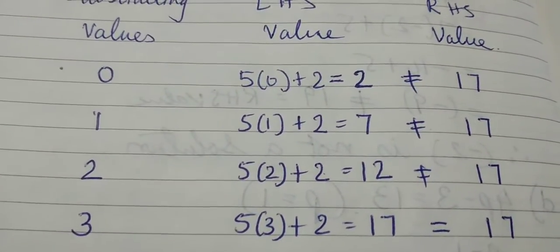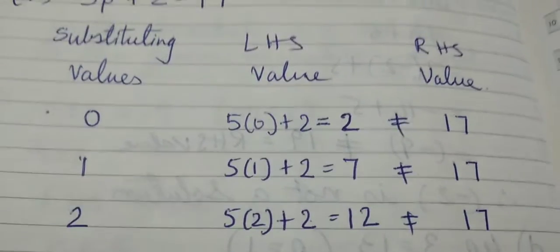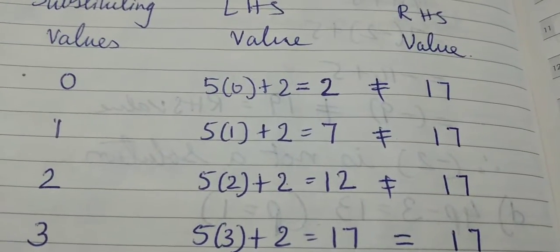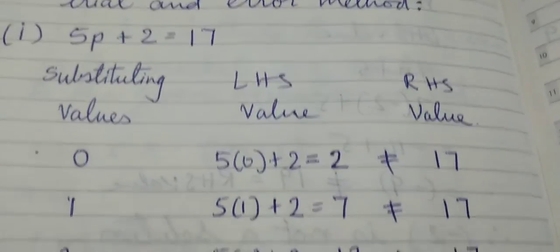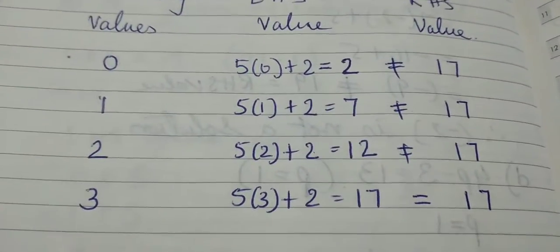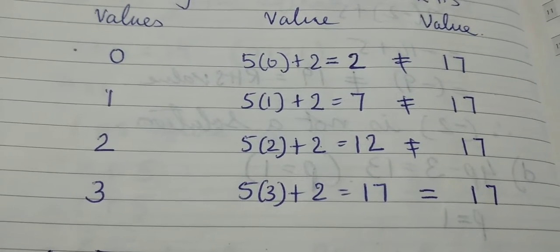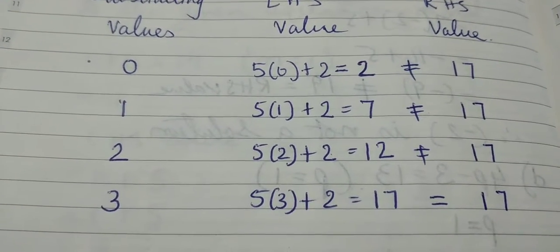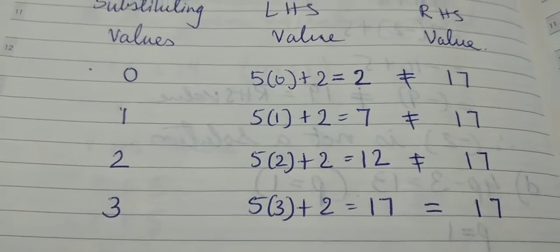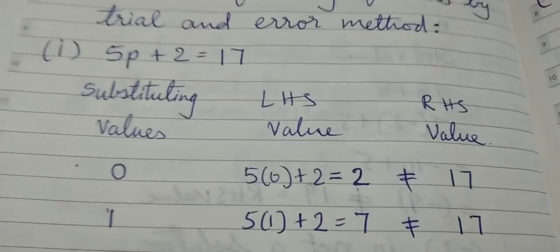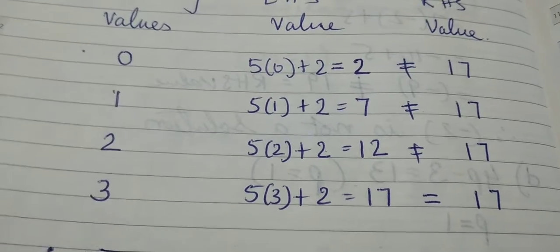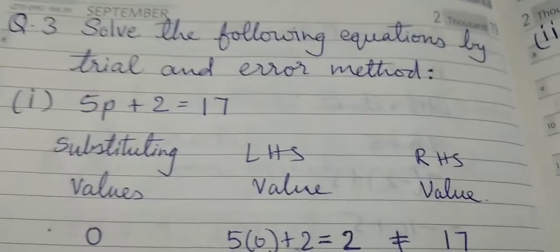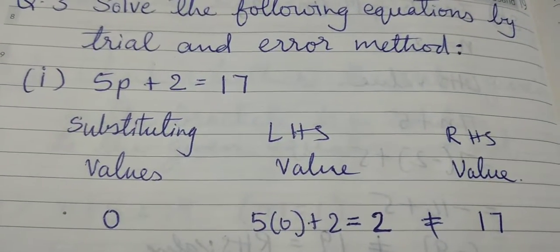Now we move on with 1. In place of p I have substituted 1. 5 ones are 5 plus 2 gives you 7, which is again not equal to the value given on the right hand side of the equation. Like that I have continued with 2 and then with 3. When substituting 3, you can see that 5 threes are 15, 15 plus 2 is 17, which is equal to the value given on the right hand side of the equation. So here we stop, and so we can say that 3 is the solution of the given equation.